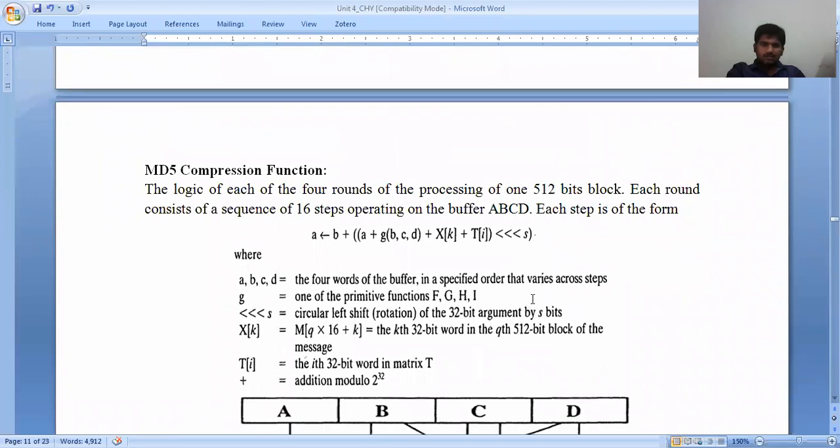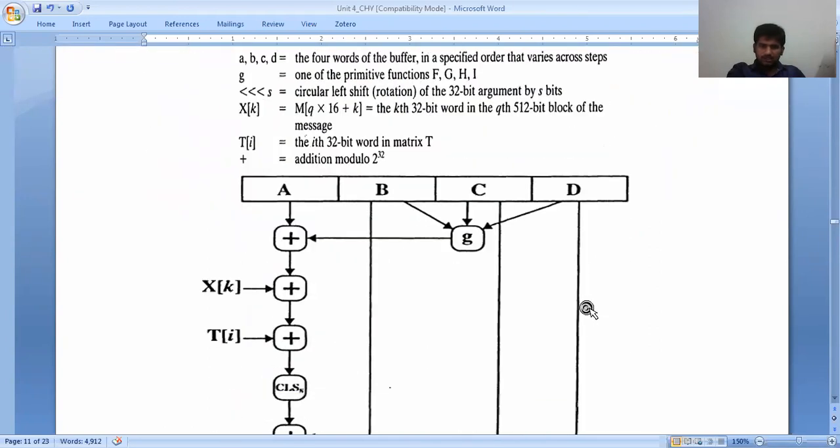Now the MD5 compression function, the logic of each of the 4 rounds. I told you that it depends on the rounds. So there are 4 rounds in the processing of one 512-bit block. Each round consists of a sequence of 16 steps operating on buffer ABCD. Each step is formed like this. So we have a formula. Now you can see the diagram.